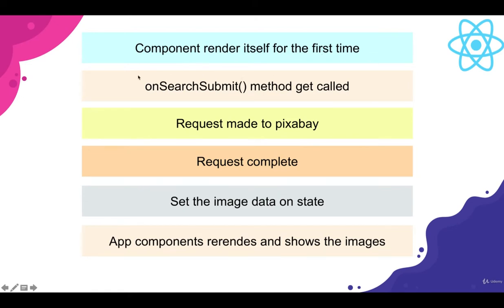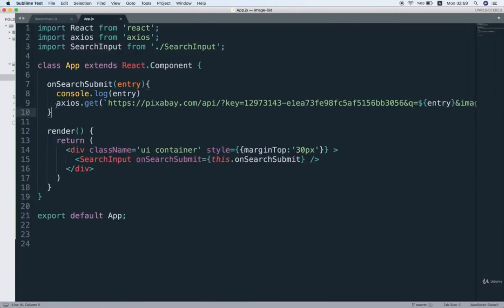So it's only when a user enters a search term and then hits enter, then the onSearch submit method gets called, and we make an actual request over to Pixabay API. When we make that request over to Pixabay, it's going to take some amount of time to get a response from that API. So we're essentially going to be waiting for a response.